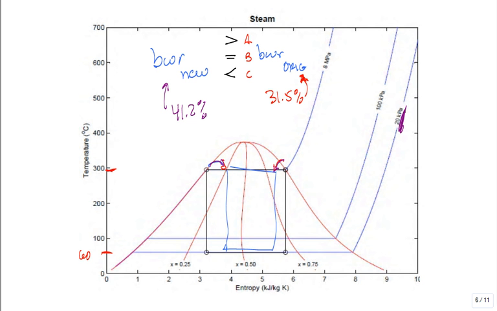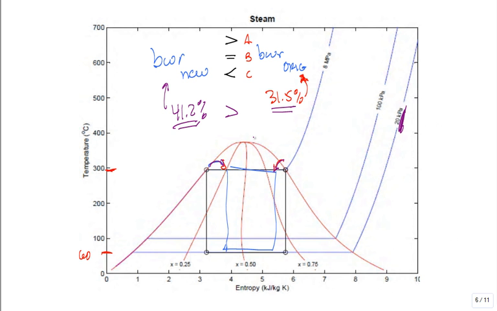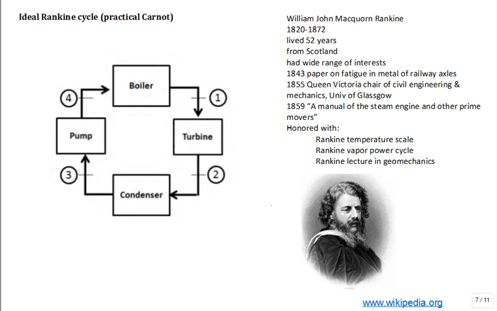But I have to shut it down sometime, so I'm going to shut it down now, okay? So let's stop it. And do you think everybody's going to get the right answer? 41% is greater than 31%. Okay, so let's press forward.